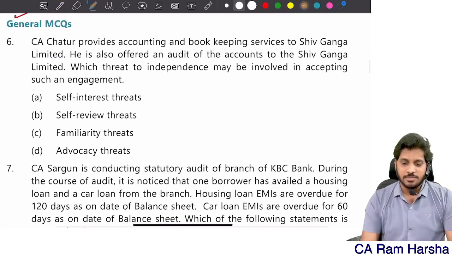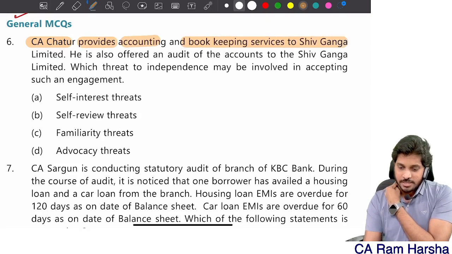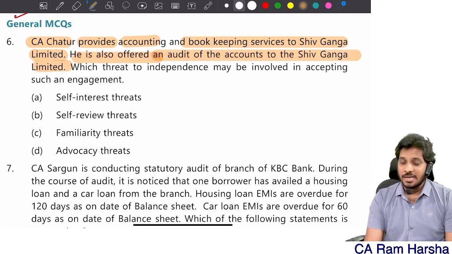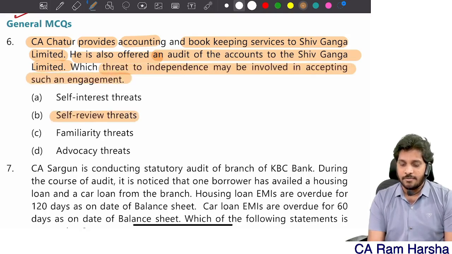Then, general MCQs. C.H. Chatur provides accounting and bookkeeping services to Shiv Ganga Limited. He is also offered an audit of the accounts of Shiv Ganga. Can he do so? Exactly. He cannot accept that. Which threat to independence might be involved? Self-review threat.